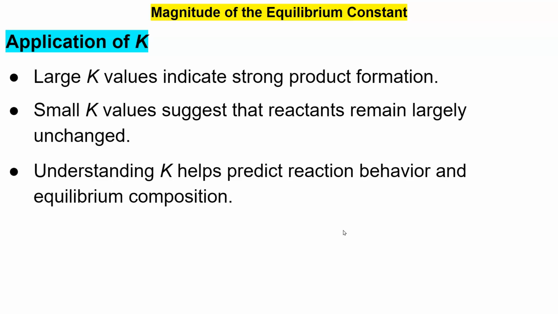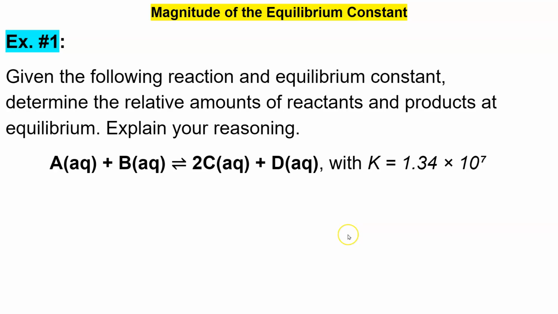Okay, so if you have very large K values, that indicates a very strong product formation. Small K values suggest that the reactants remain largely unchanged. Understanding K helps predict the reaction behavior and equilibrium composition. So we're going to look at a couple of examples. Let's start with this one.